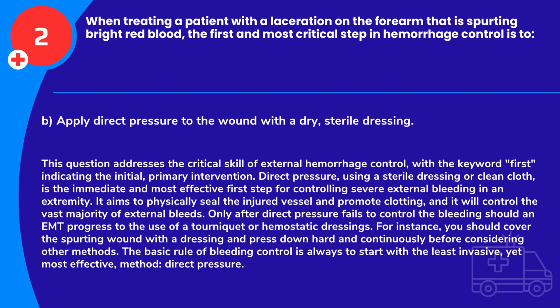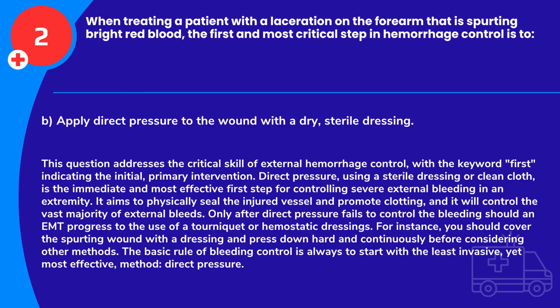Answer: B. Apply direct pressure to the wound with a dry, sterile dressing. This question addresses the critical skill of external hemorrhage control, with the keyword first, indicating the initial, primary intervention. Direct pressure, using a sterile dressing or clean cloth, is the immediate and most effective first step for controlling severe external bleeding in an extremity.